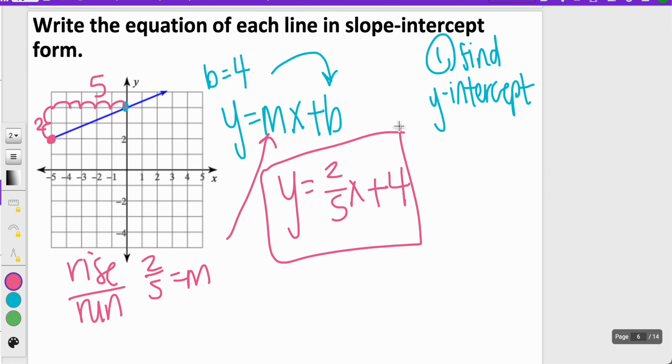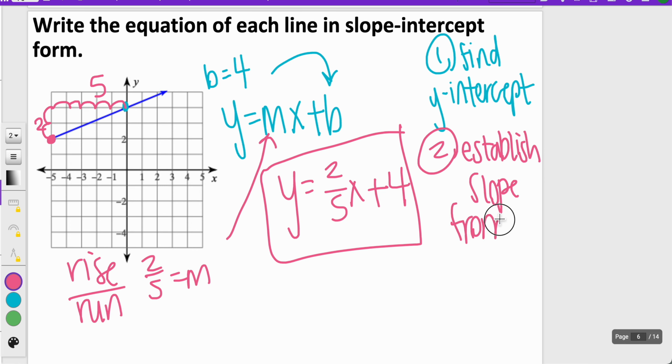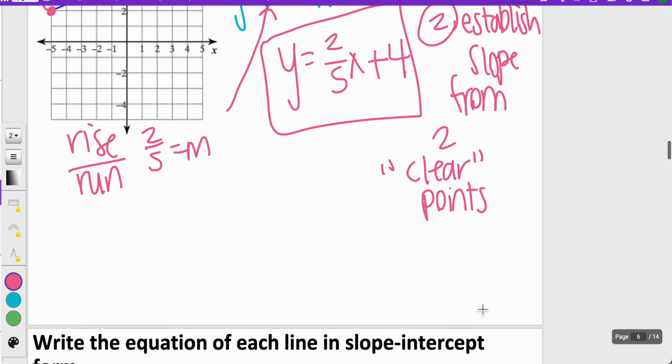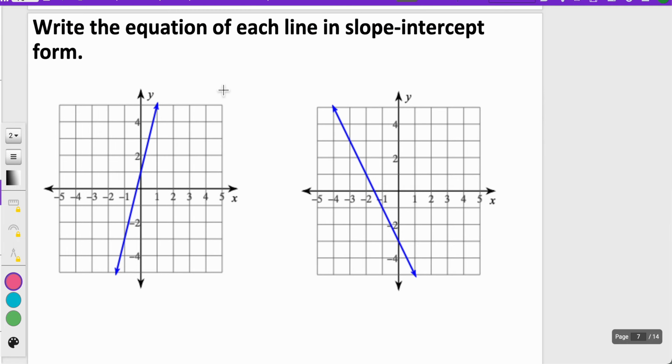Once we did step 1, find your y-intercept, step 2 is establish your slope from, we'll say, 2 clear points. So no points that are in between a line. We're going to try that for these two. Maybe pause the video and try these on your own, and when you're ready to check it, click play.